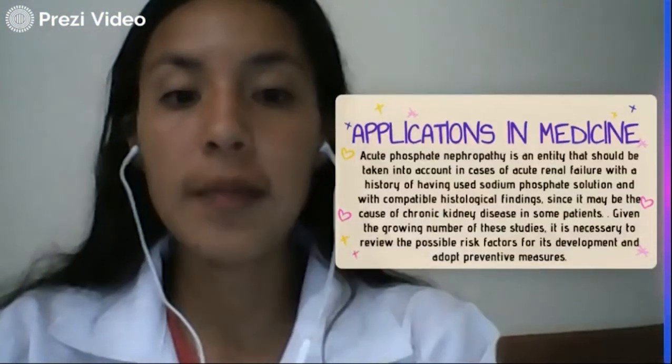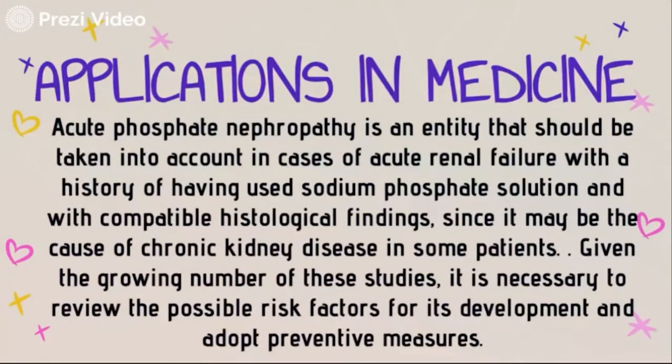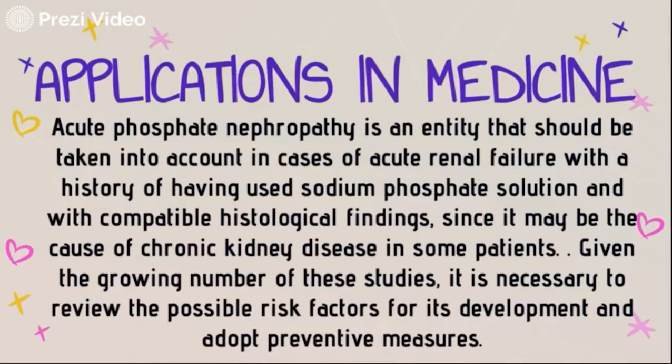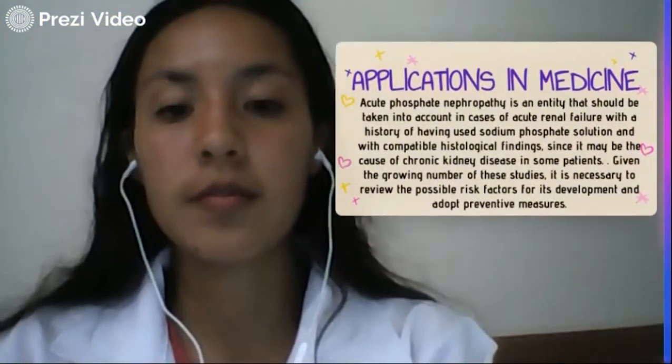Now we have the application in medicine. Acute hydrophilic-polymer nephropathy is an entity that should be taken into account in case of acute renal failure with a history of having used sodium phosphate solution and with compatible histologic findings, since it may be the cause of chronic kidney disease in some patients. Given the growing numbers of this study, it is necessary to review the possible risk factors for this development and adopt prevention measures.